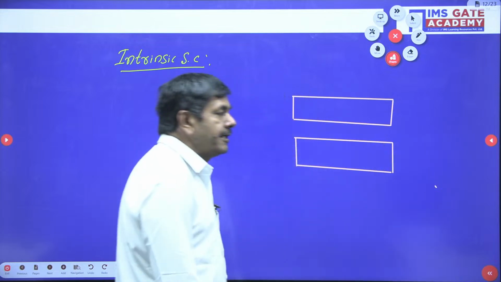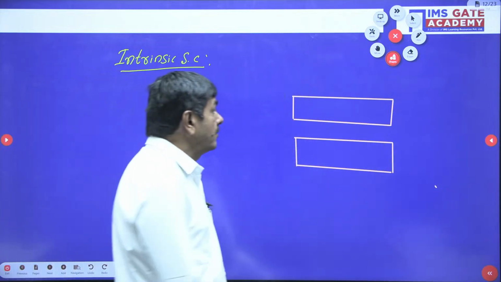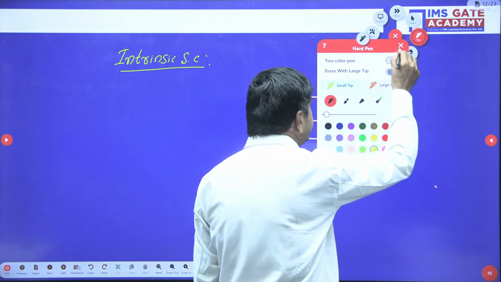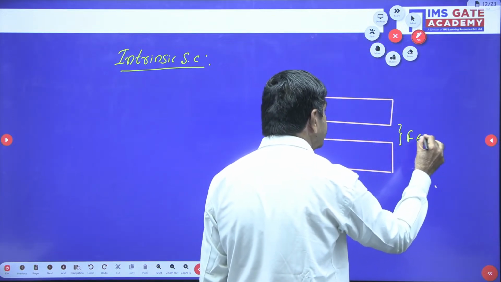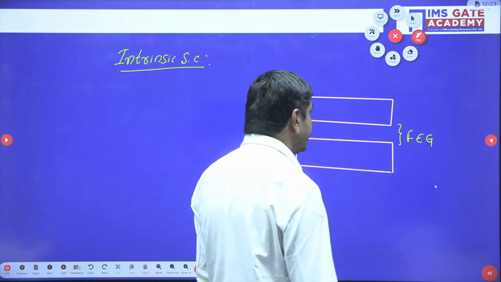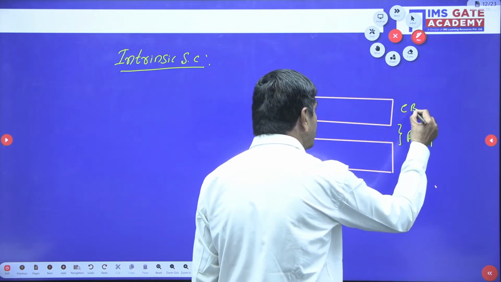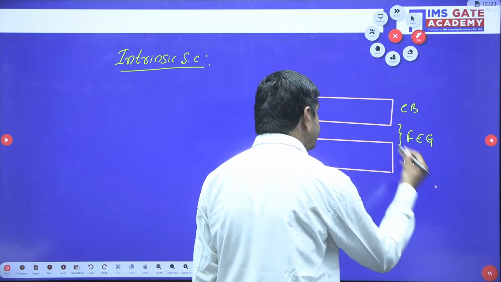This is the energy band diagram of an intrinsic semiconductor. The gap will be maintained very small. This is the forbidden energy gap, FEG, I have taken. This is the conduction band, and this is said to be the valence band.